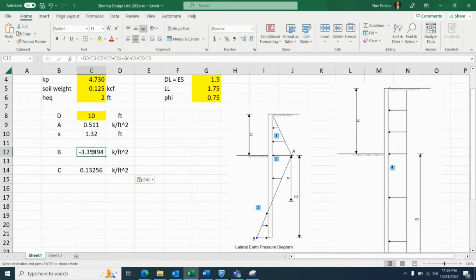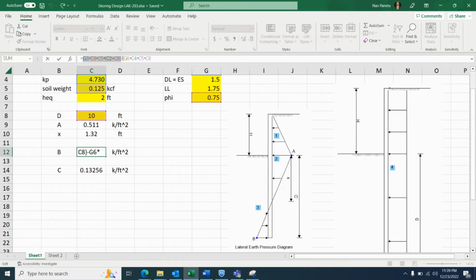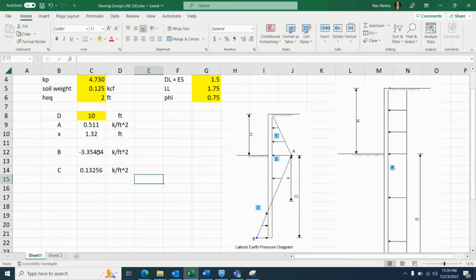So what I'm basically doing is using the active pressure, and we'll subtract the passive from the active pressure. The value is coming as negative because obviously the passive pressure will be higher at the bottom of the sheet pile.